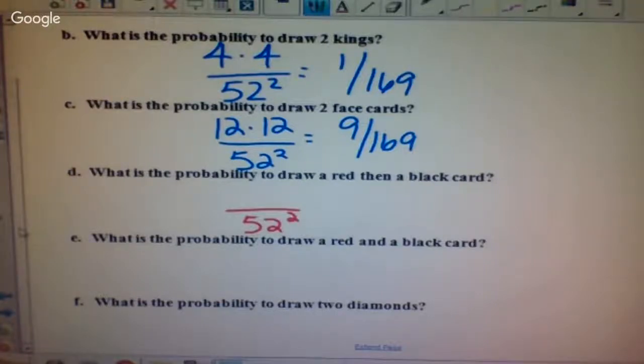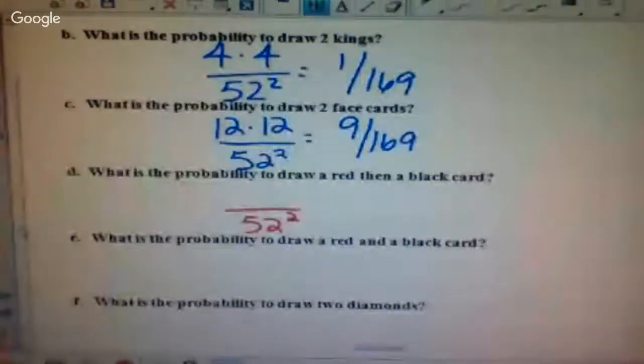Okay, what is the probability of a red then a black? What's the probability I'll pull a red? How many reds? 26. How many chances do I have to pull a black card? 26.